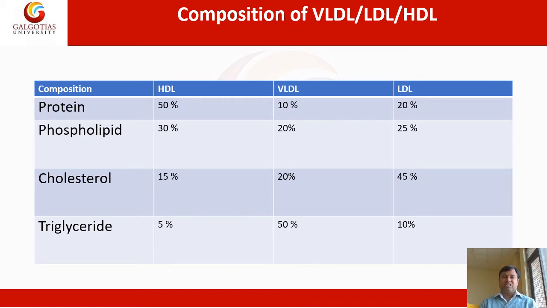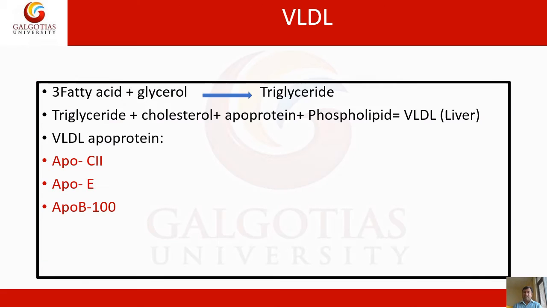Second, phospholipid: it is 30% in HDL, 20% in VLDL and 25% in LDL. Cholesterol: 15% in HDL, 20% in VLDL and 45% in LDL. While triglyceride: only 5% in HDL, 80% in VLDL and 10% in LDL. So among this data, you can see the highest amount of protein is present in high density lipoprotein, while the highest cholesterol, that is 45%, is present in LDL. That is why LDL is considered bad cholesterol and HDL is good cholesterol.